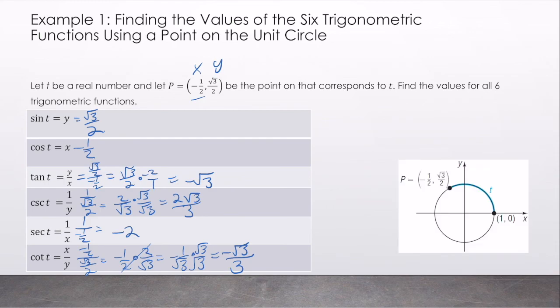And it may have been helpful to see, right, this is our t, the arc length of my x and y value. That's where our point is in the second quadrant. Remember, the coordinate plane has 4 quadrants, numbered 1 through 4 and labeled counterclockwise.